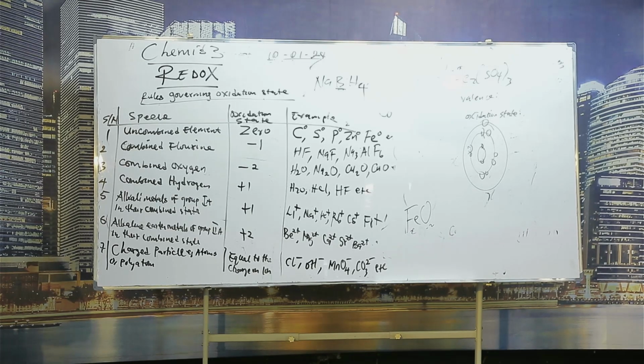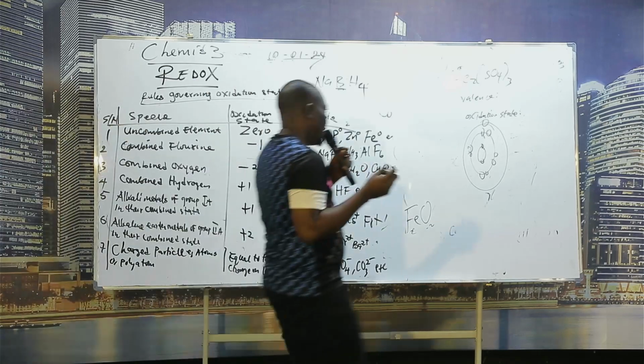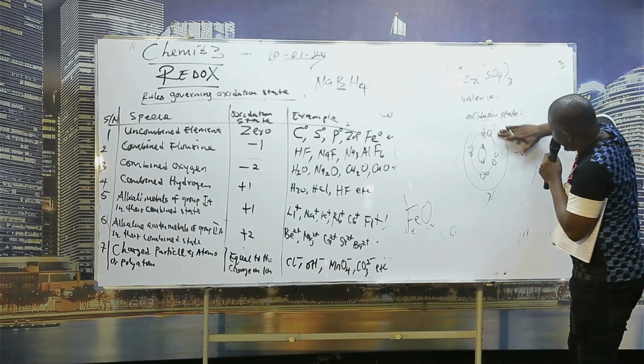Which of the following terms indicates the number of bonds that can be formed by an atom? A. Oxidation number. B. Valency. C. Atomic number. D. Electronegativity. Valency. Have you seen how they define it now? Look at the definition there.